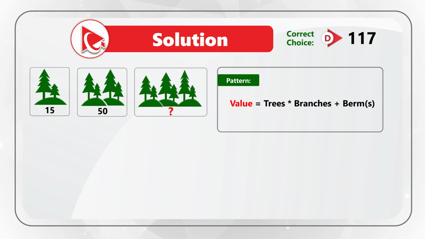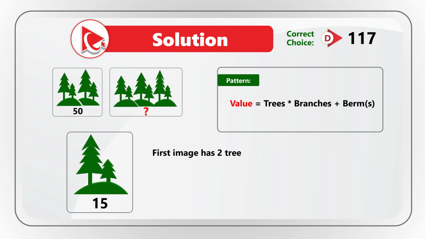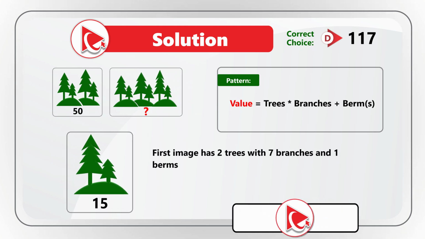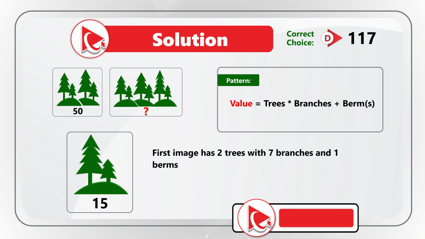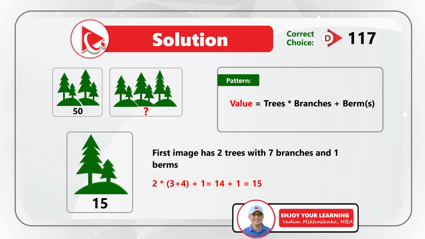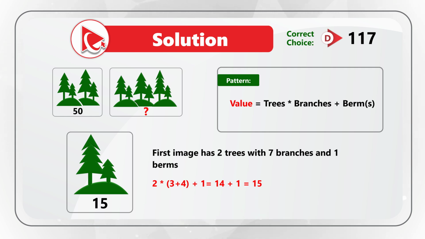Let's look closely at each one of the images. First image has 2 trees with 7 branches and 1 berm, and the calculation would be 2 multiplied in parentheses 3 plus 4 plus 1, which would be an equivalent of 14 plus 1 equals 15.